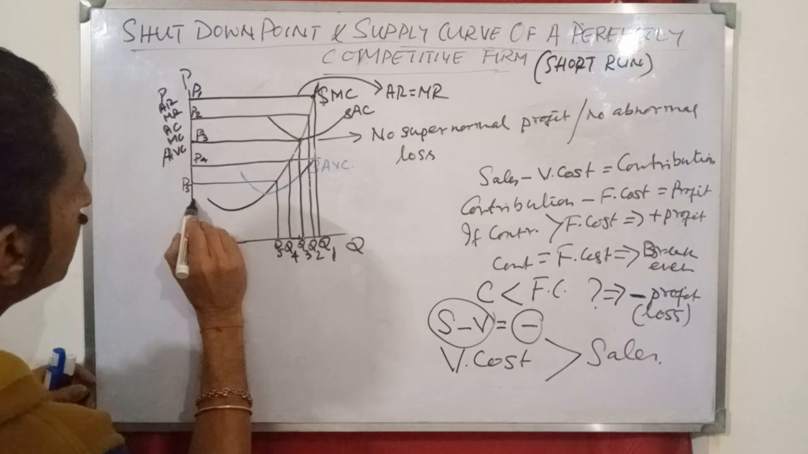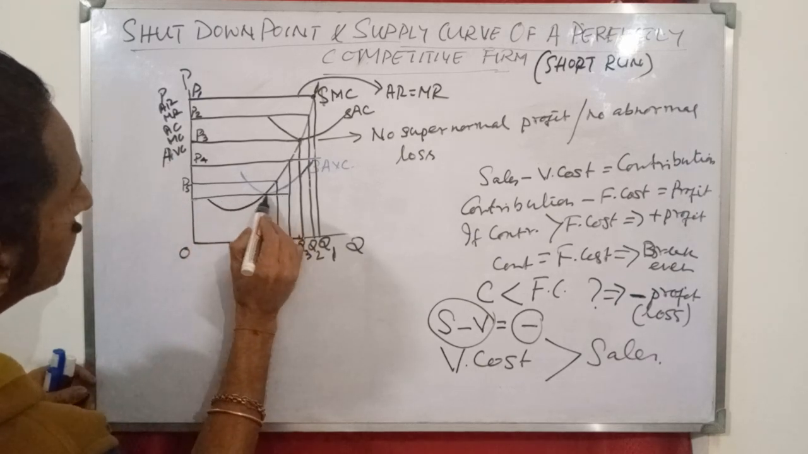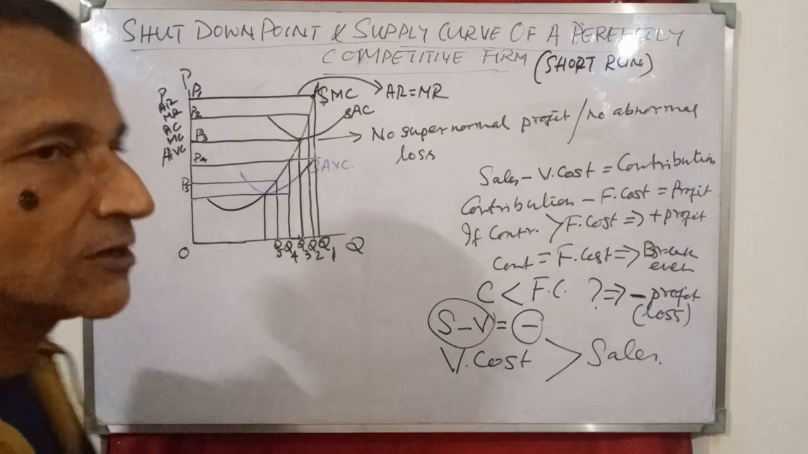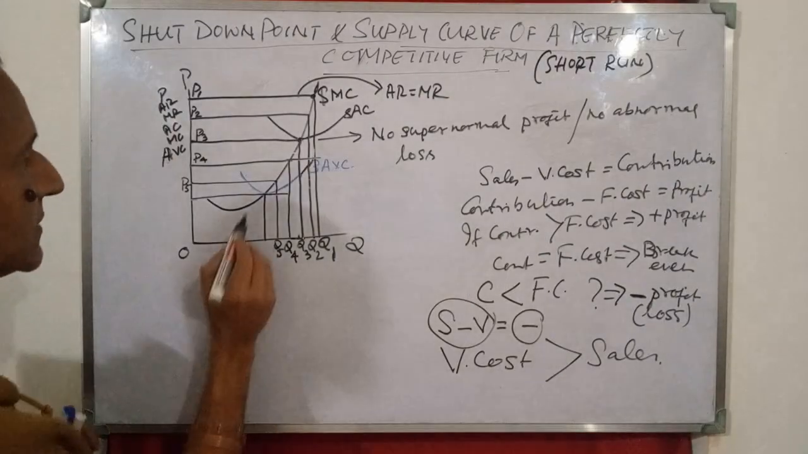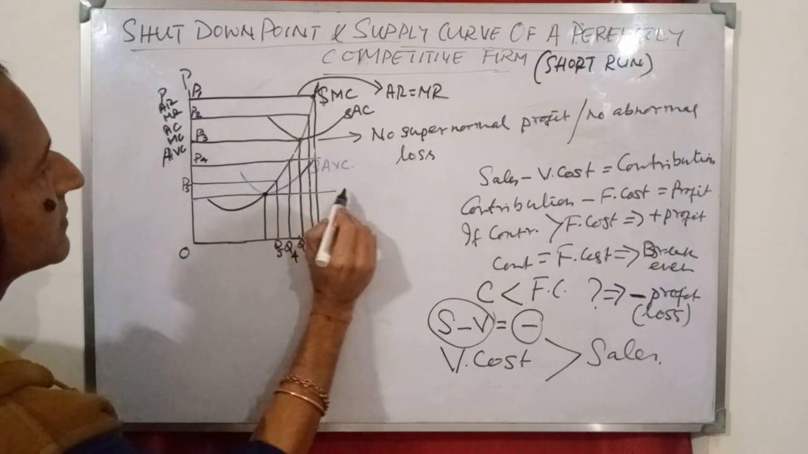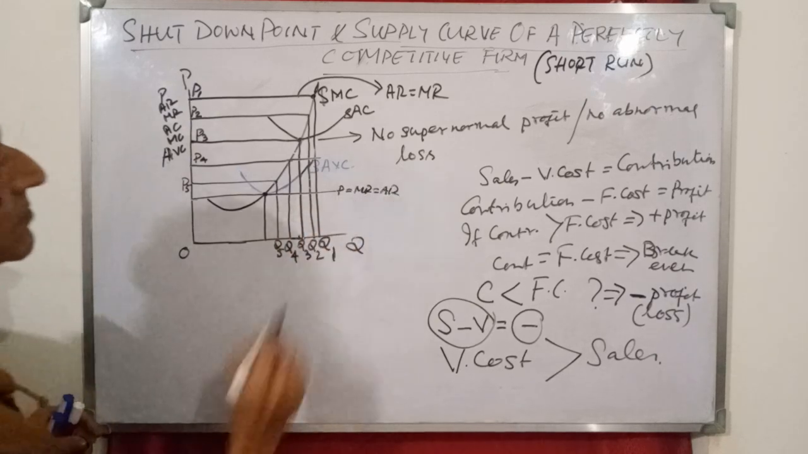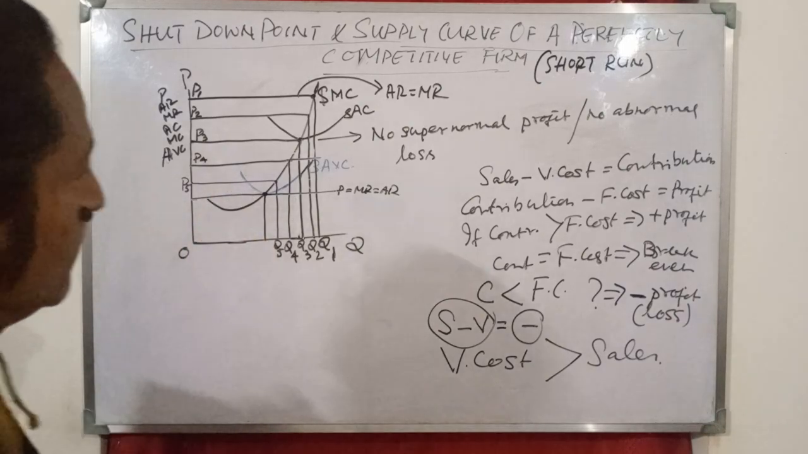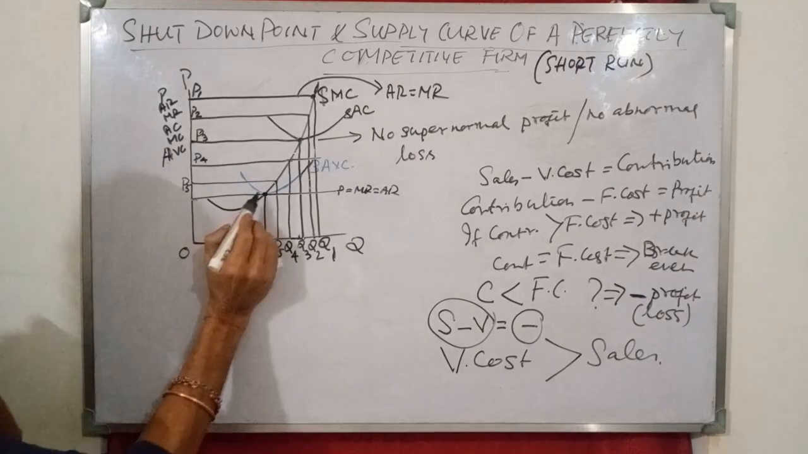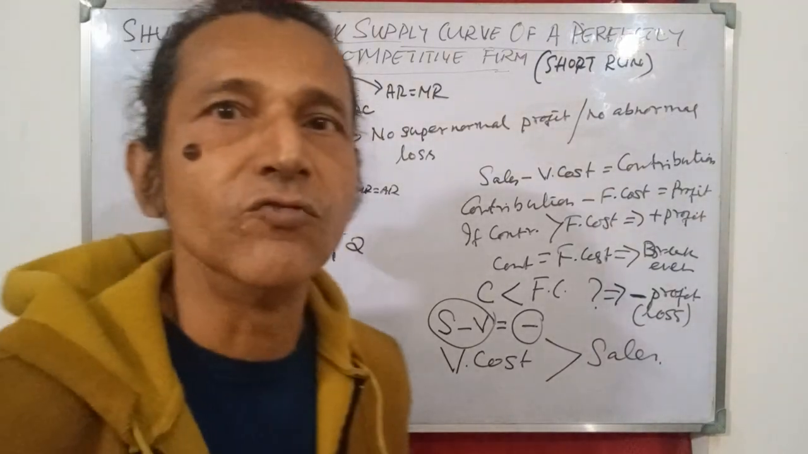But if price further falls to the level where it becomes tangent to the minimum point of AVC, that is, at this point, the marginal revenue curve is intersecting the marginal cost curve. This is the last point the firm is willing to go.